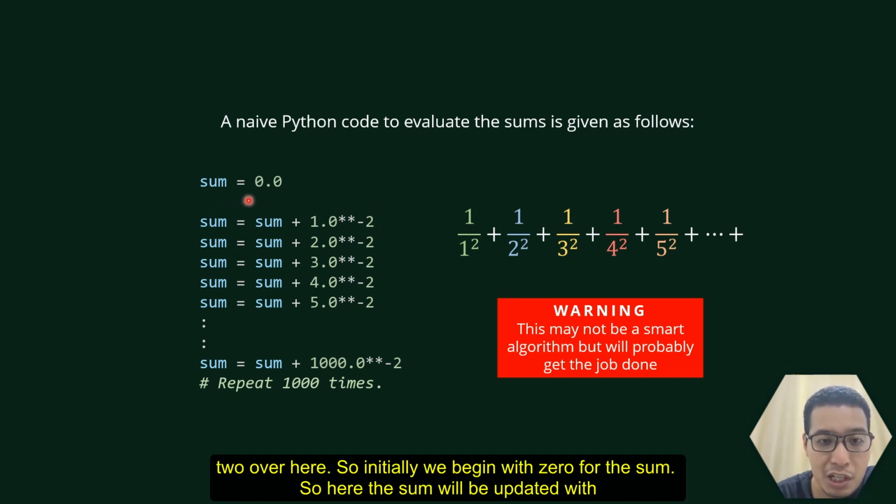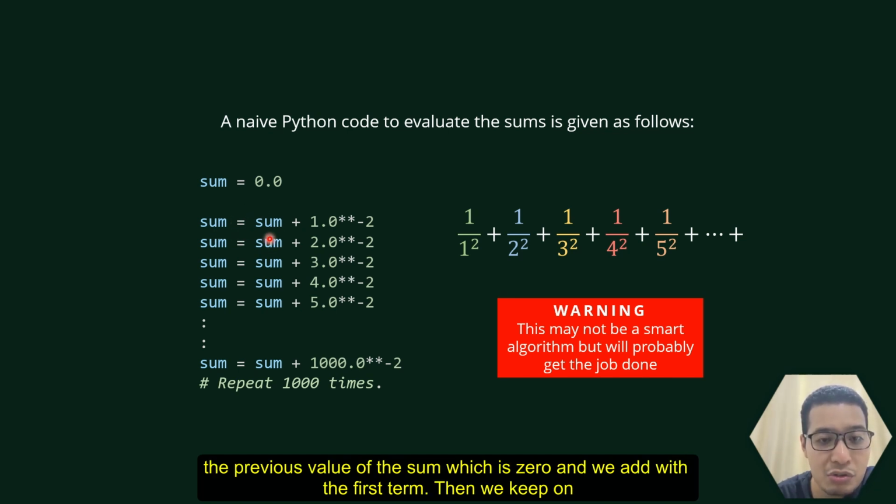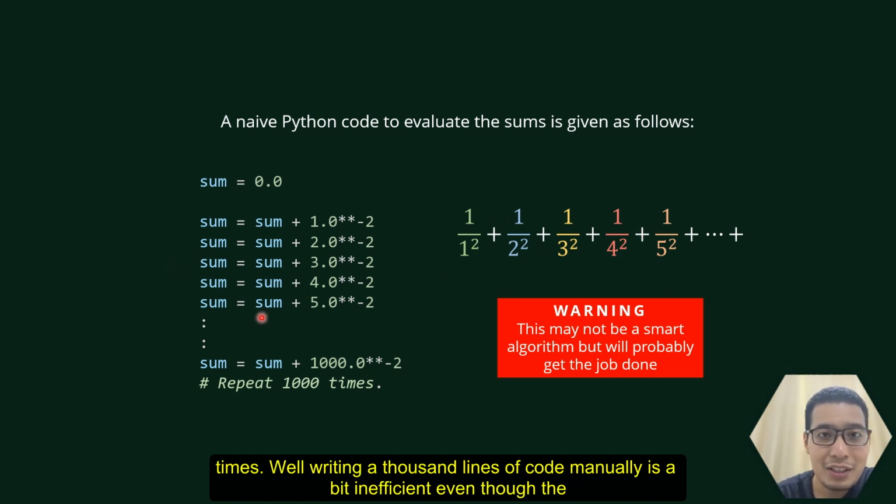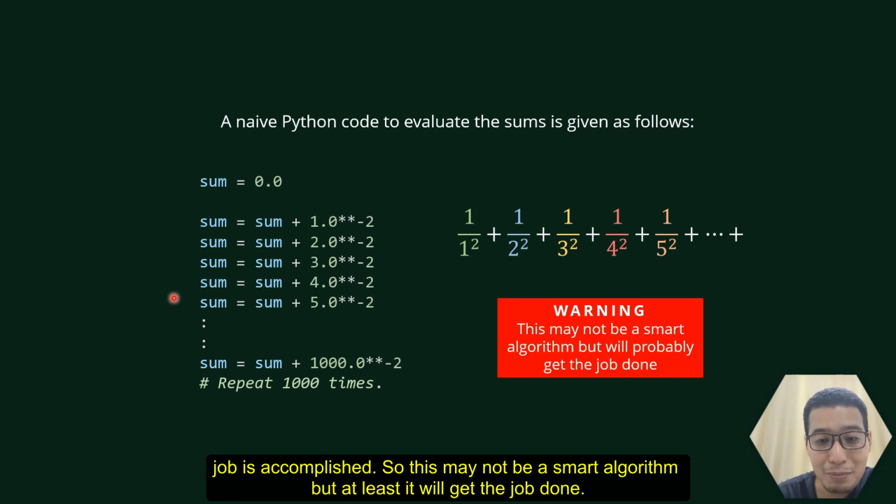Initially we begin with 0 for the sum. Here the sum will be updated with the previous value of the sum, which is 0, and we add the first term. Then we keep on repeating the same procedure 1,000 times, because we have to do the summation 1,000 times. Writing 1,000 lines of code manually is a bit inefficient, even though the job is accomplished. This may not be a smart algorithm, but at least it will get the job done.